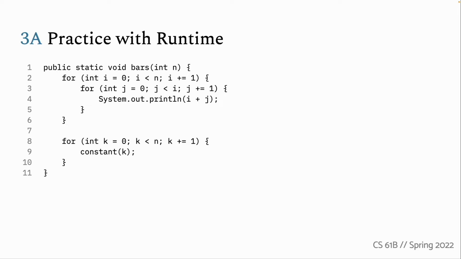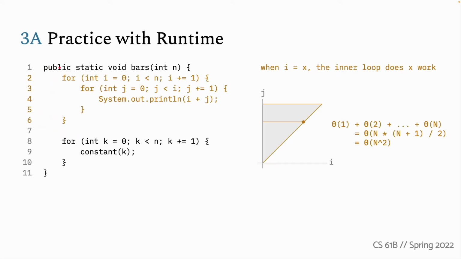Okay, so let's go over this together. Let's break this down piece by piece. We can look at this first for loop block first. Here, we can see that the outer for loop is going from 0 to n, and the inner for loop is going from 0 to i. So when i is equal to some x value, the inner for loop does x work.